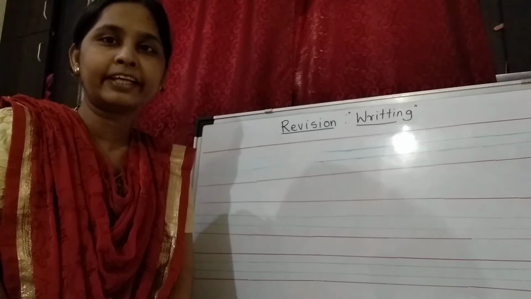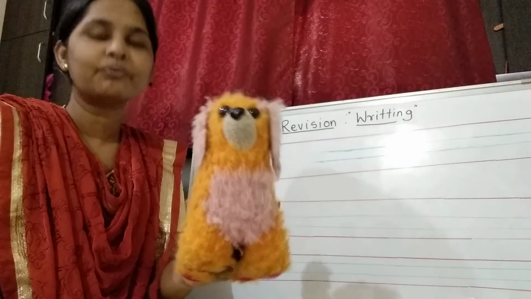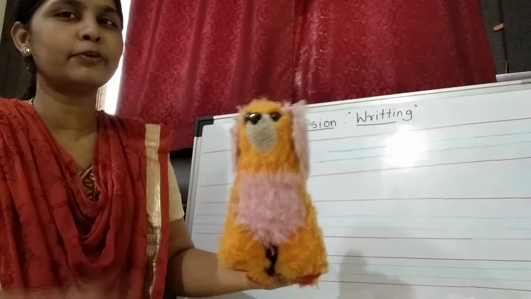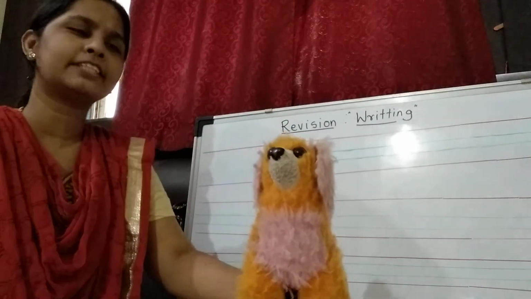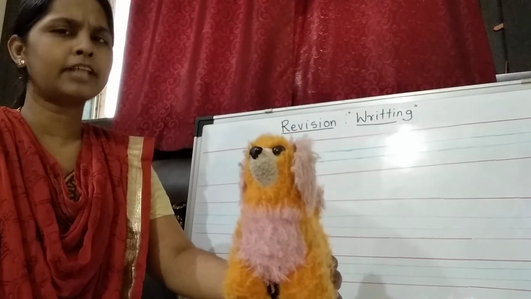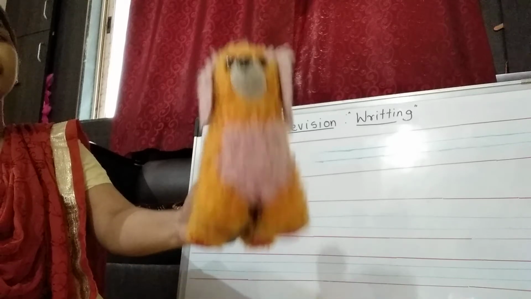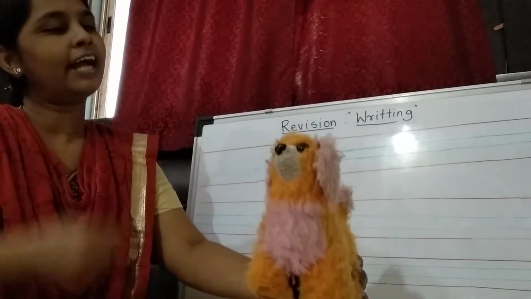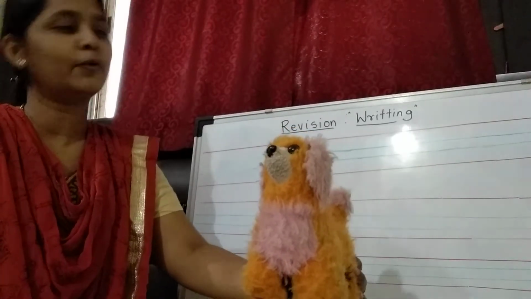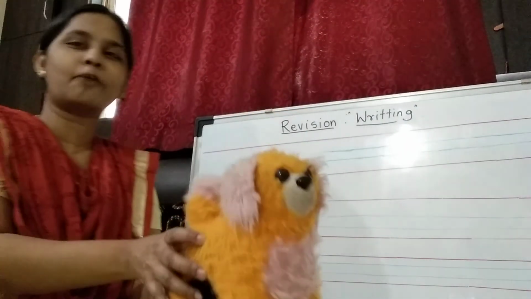Do you know who he is? Dog, dog. Yes, he is Mr. Dog. Hello, Mr. Dog. How are you? I am fine, teacher. Okay, Mr. Dog, but why are you so sad today? What happened? Teacher, I forgot how to write ABCD. Don't worry, Mr. Dog. Today I will teach you writing ABCD. Okay? Thank you, teacher. Okay, Mr. Dog, please sit with us.